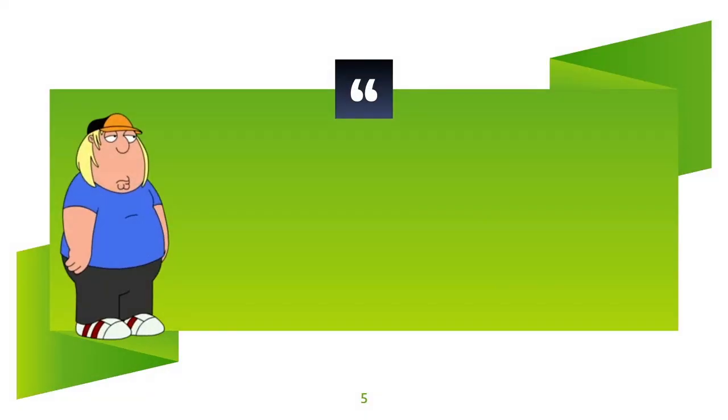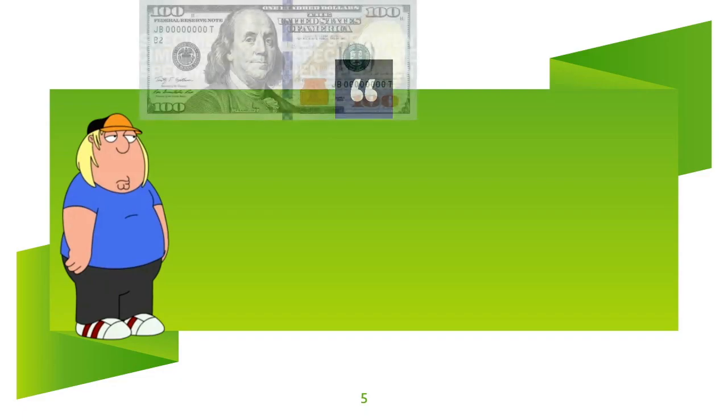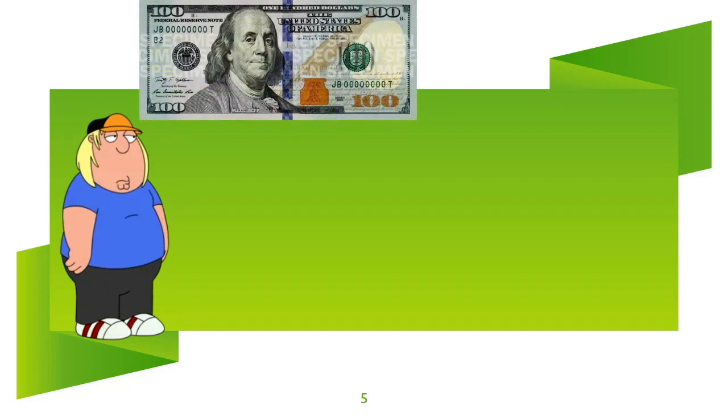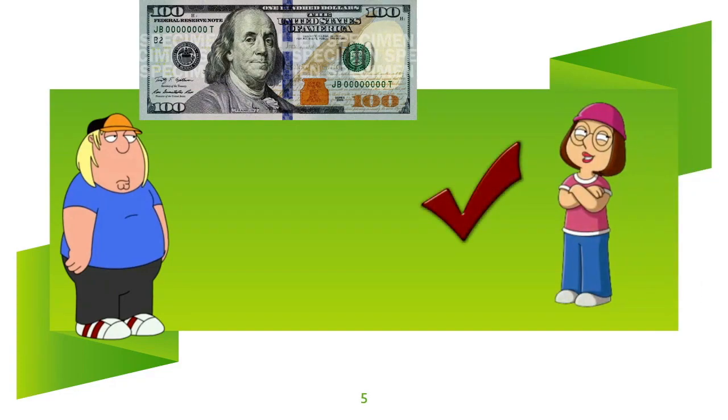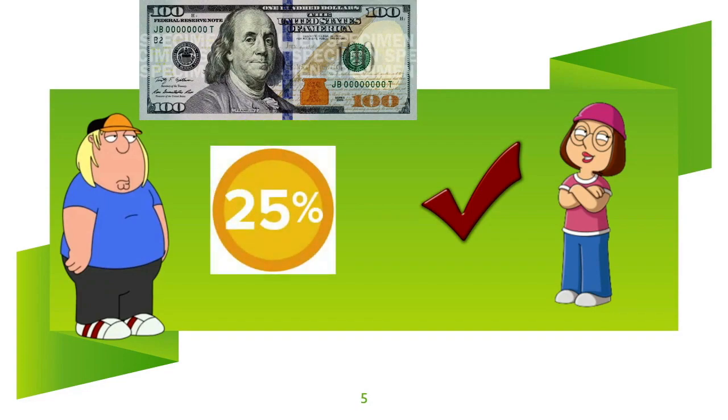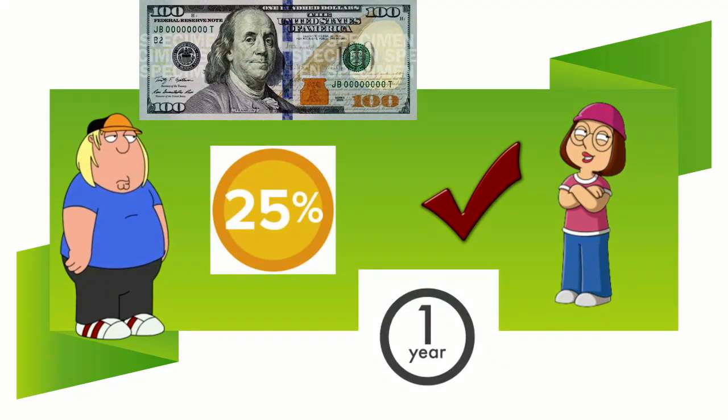Here's Chris. Chris needs to borrow $100. So he asks his sister, Meg. And she agrees to give him money, but he has to pay her back 25% interest, and he has to pay her back within a year. Chris agrees, and they have a deal.